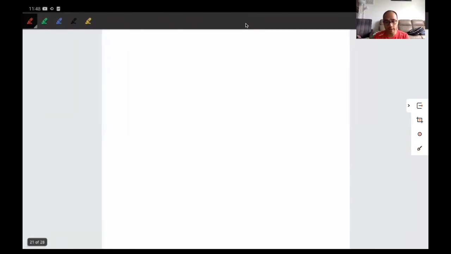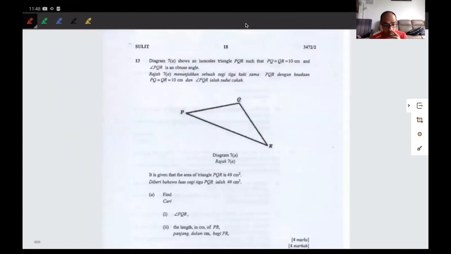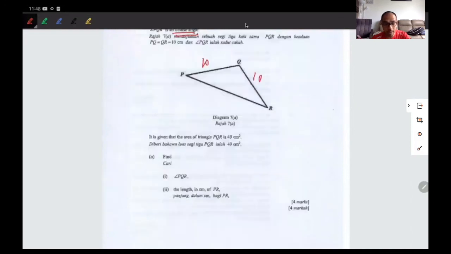Okay, last question, and then we'll call it a day in solution of triangle. So this is the isosceles triangle PQR such that PQ is 10, QR is 10, PQR is an obtuse. Obtuse means more than 90 degrees. Be very careful with this. It is given that the area of PQR is 49 centimeters squared.